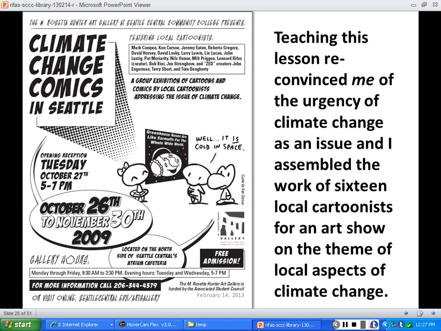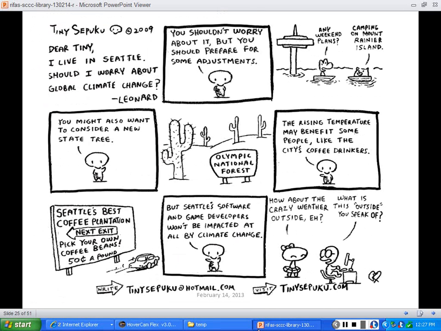Each of the cartoonists approached it from their own style, with their own direction. I only have one example to show you some of the work that was in the show. This is by a cartoonist who had an advice column where people would send in relationship problems, and then his character, Tiny Seppuku, would answer. So I sent in my question.